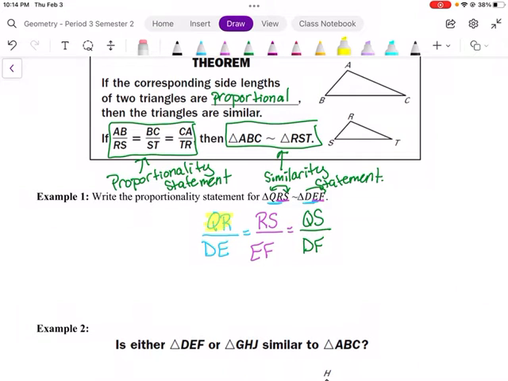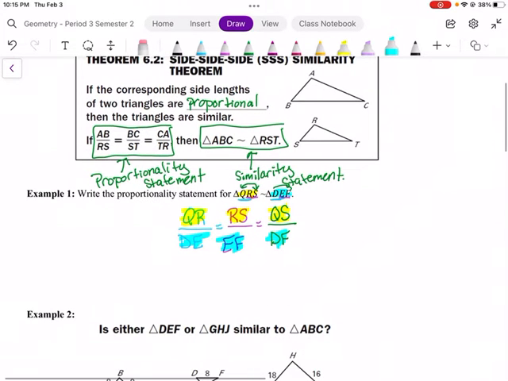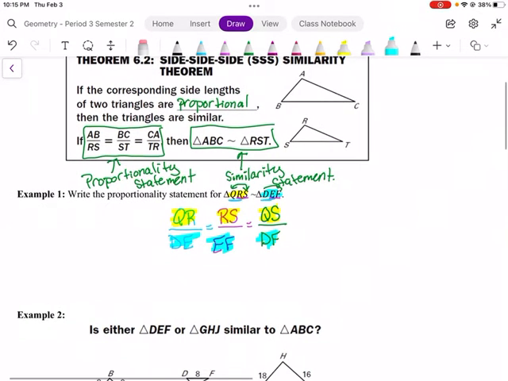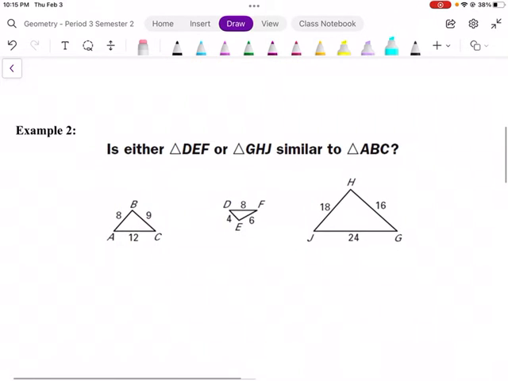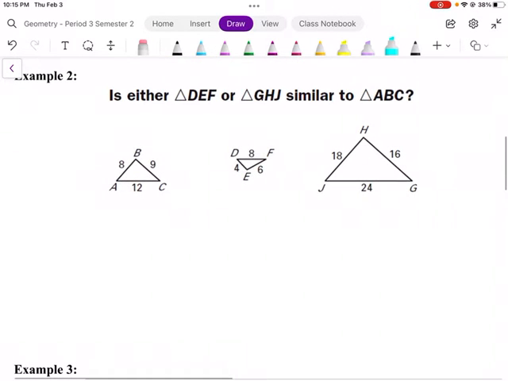Another thing, all three of the sides that are listed on top are from the first triangle, and all three of the sides listed on the bottom are from the second triangle. So you want to make sure that they are all on the same part of the fraction. So the first triangle, we're all on top, and the second, we're all on the bottom. Okay, so that was the proportionality statement.